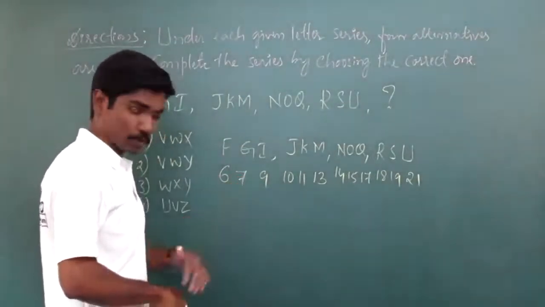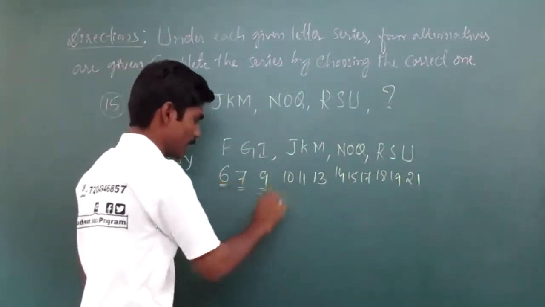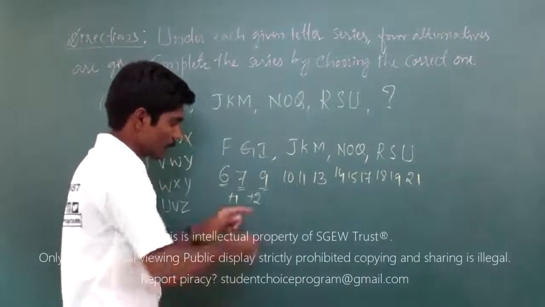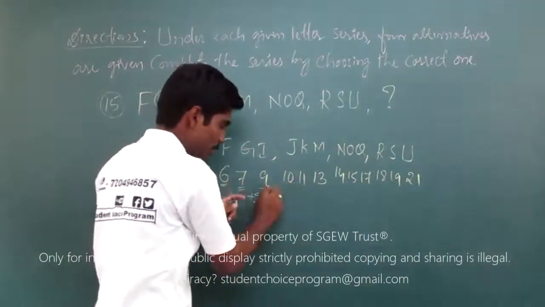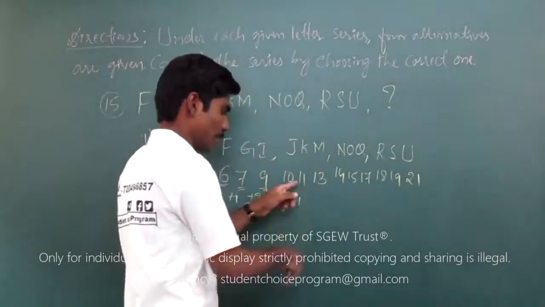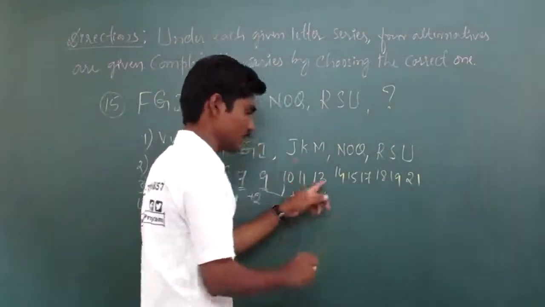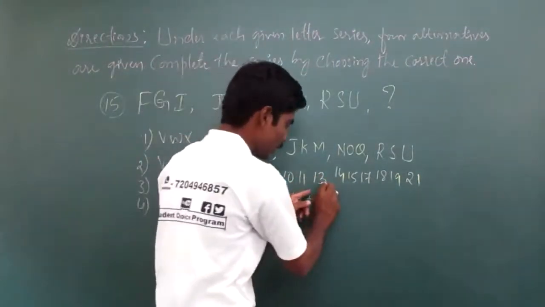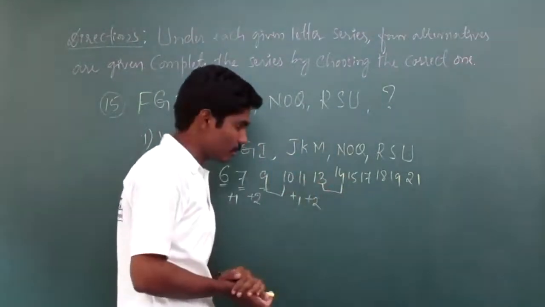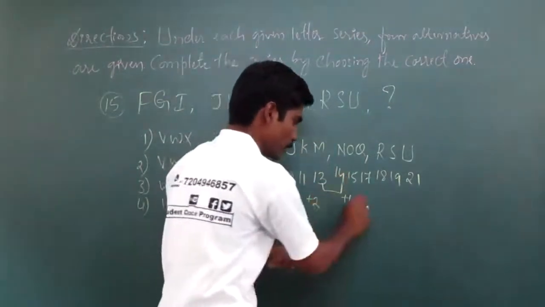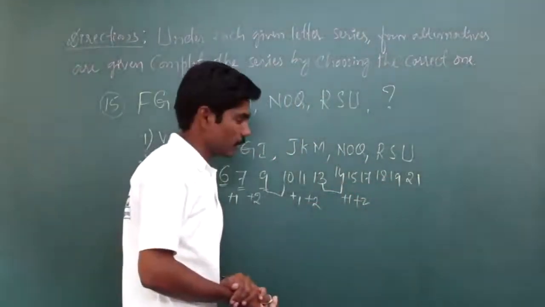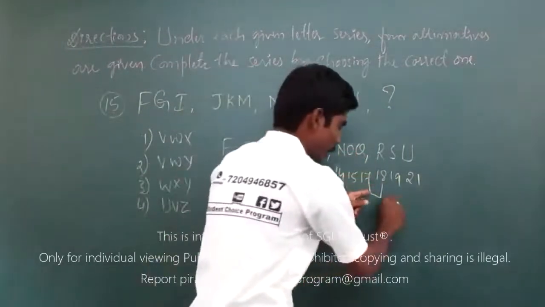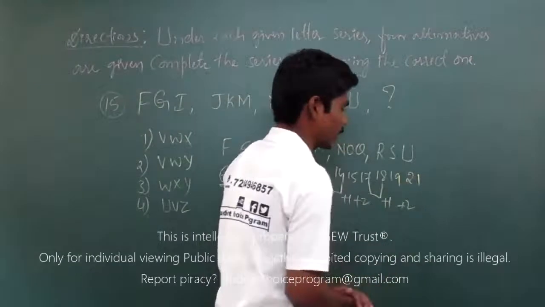Well friends, now observe these positions. 6, 7, 9. That means plus 1 and plus 2. After 9, there is 10. Plus 1, 11. Next, plus 2, that is 13. 10, 11, 13. That means plus 1, plus 2. Next, after 13, 14. That means continuation is there. Again, after 14, plus 1 is 15. Plus 2, that is 17. Next, after 17, a continuation is there. That is 18. After 18, plus 1, that is 19. Next, plus 2, that is 21.